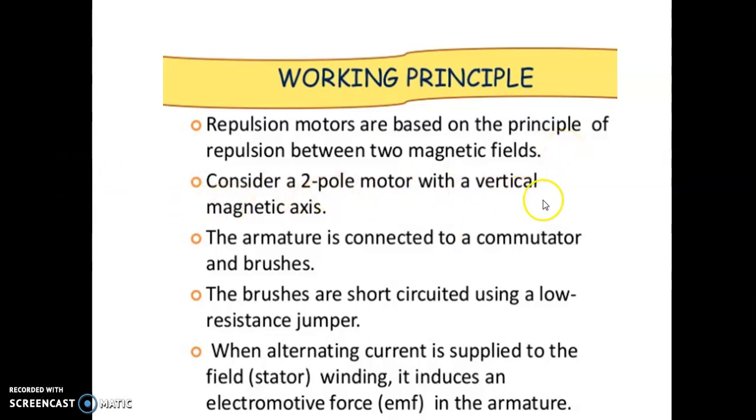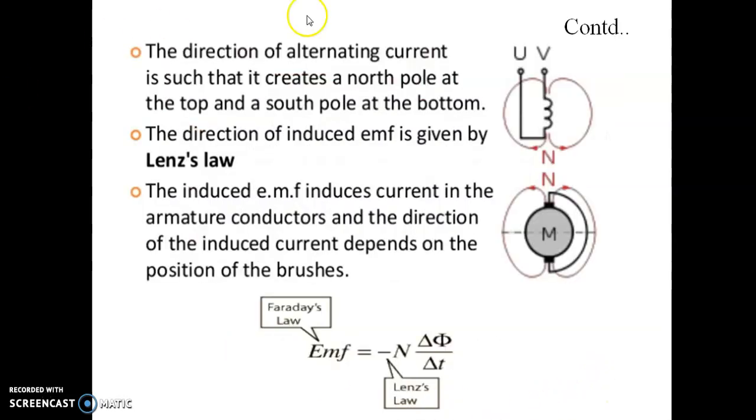Now consider a two-pole motor with a vertical magnetic axis. The armature is connected to the commutator and the brushes are short circuited using a low resistance jumper. When AC supply is given to the stator winding, an EMF, or electromotive force, is generated in the armature, and the direction of this alternating current is such that it creates a north pole at the top and a south pole at the bottom. The direction of this induced EMF is given by Lenz's law. According to Lenz's law, the induced EMF opposes the cause producing it. So EMF is given by minus N into dφ by dt.